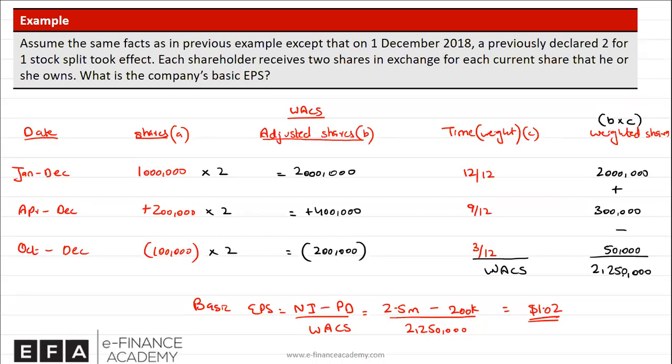All right, now that we have understood how to get the basic earnings per share and how to calculate the weighted average common shares for basic earnings per share, let's talk about another term, which is capital structure.